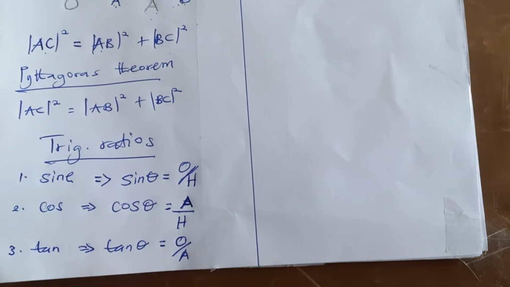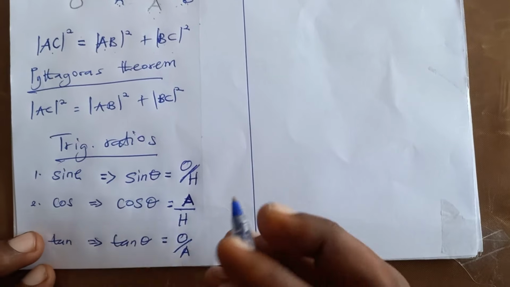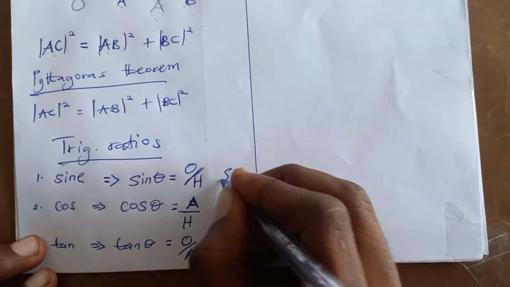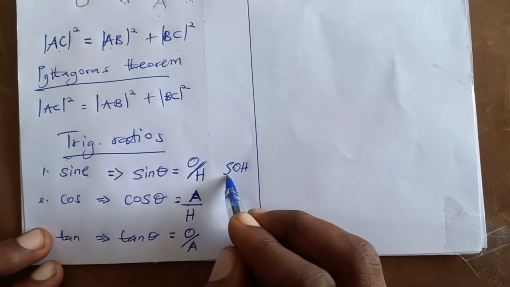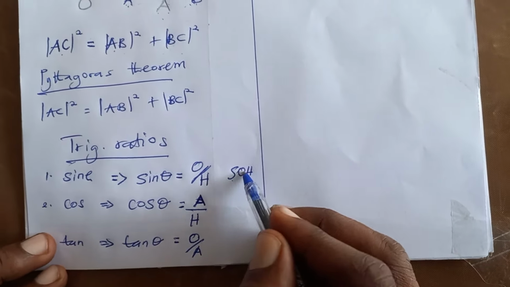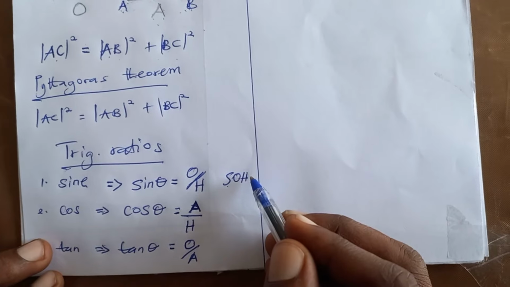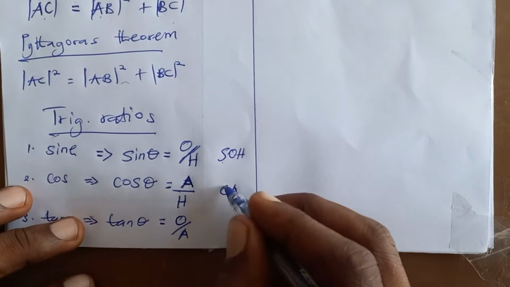So let us try to form something here. You can see that our sine, we can say it is SOH. The S means sine, and the sine represents what? Opposite over hypotenuse. See that? Then let's come here. We can do this one too. We can get CAH.